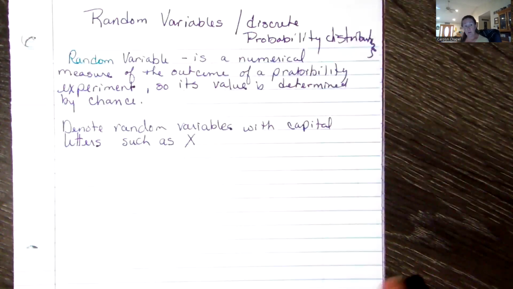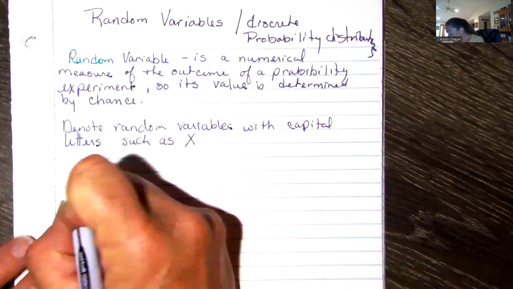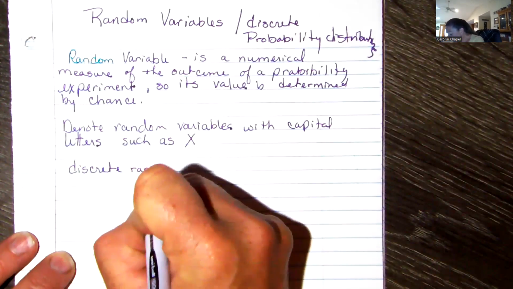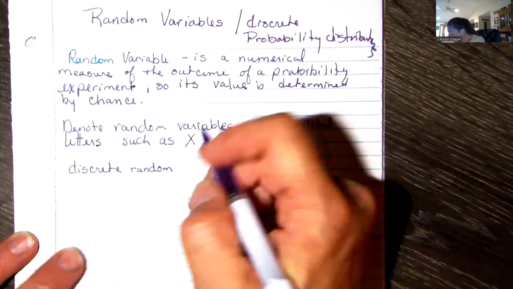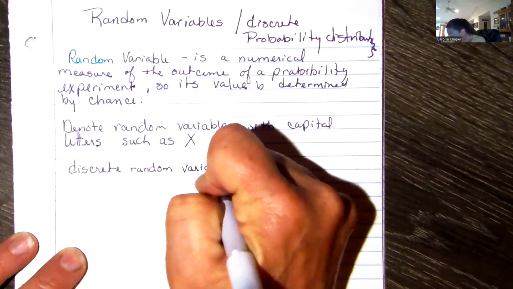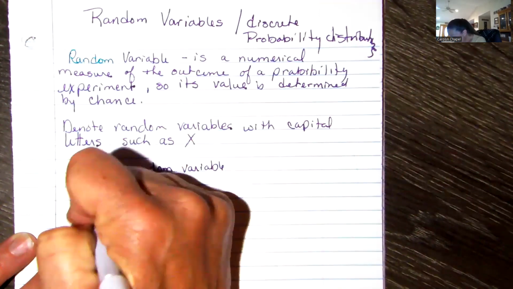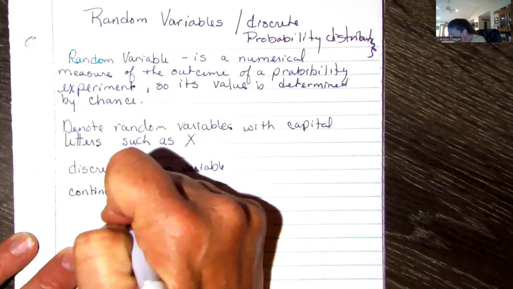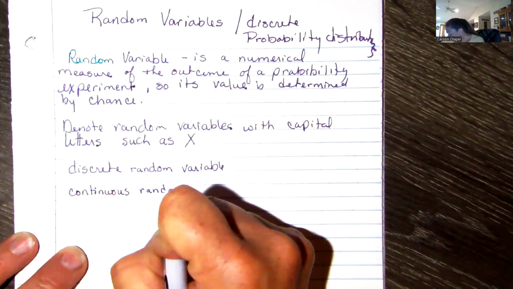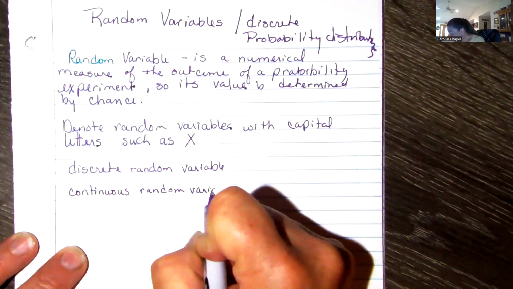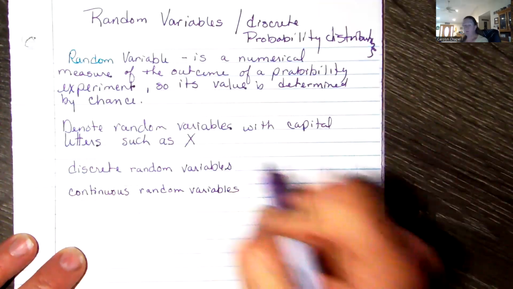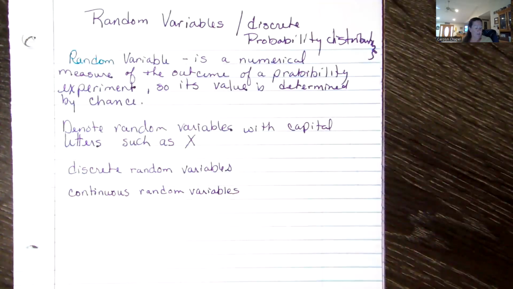I want to remind us that we do have two types of random variables. We do have discrete random variables, and you should have learned these terms earlier, so it's nothing new. Or you could have continuous. We're going to start off just looking at our discrete ones in this video. The continuous ones are very important, but they will come later. So we have discrete random variables and continuous random variables.